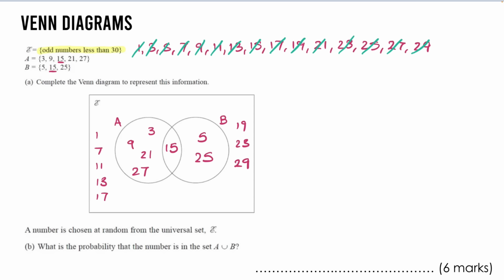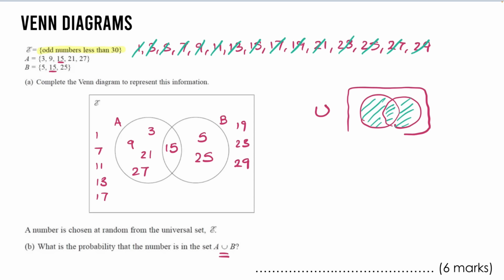It now asks us in this particular question that one of the numbers is chosen. What's the probability that it's in set A union B? Now the U stands for the union. So when looking at the union, we are looking, in terms of the circles, at everything that is within the circles, including the intersection there in the middle. We are just not looking at any numbers on the outside of those circles.